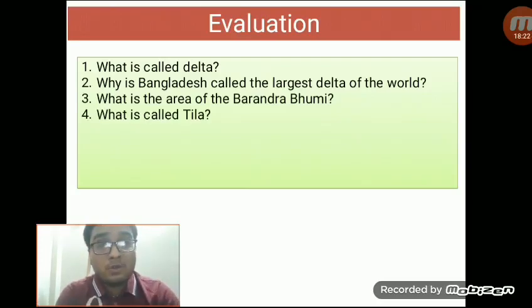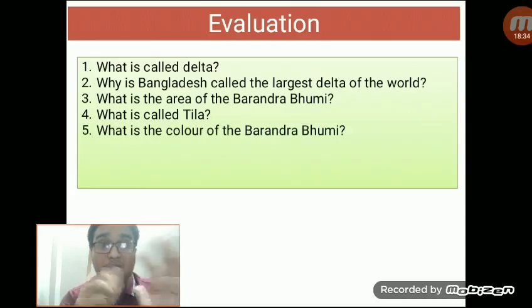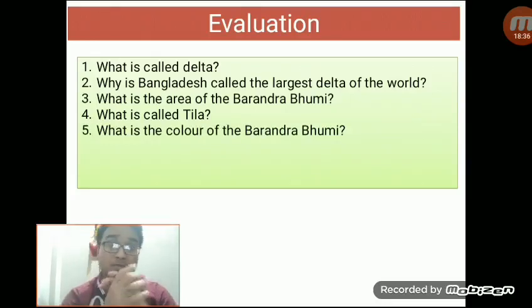Number 4, what is called Tila? Basically, Tila is a small hill of 30 to 90 meters, which is situated in the north and northeastern region of our country. And number 5, what is the color of the Barendra Bhumi? The color of the Barendra Bhumi is red and gray.